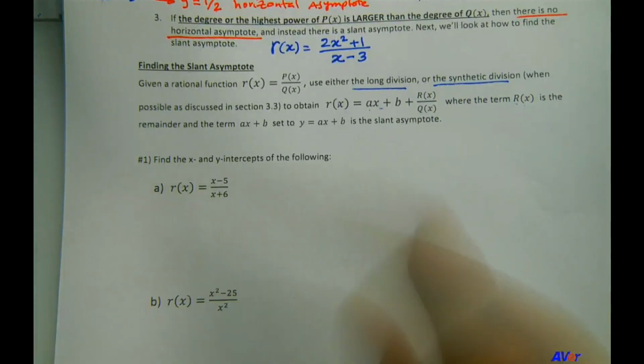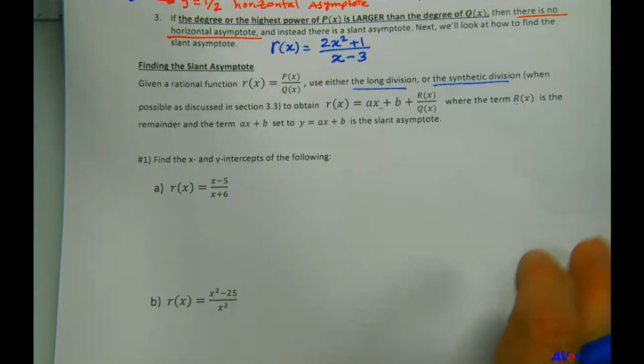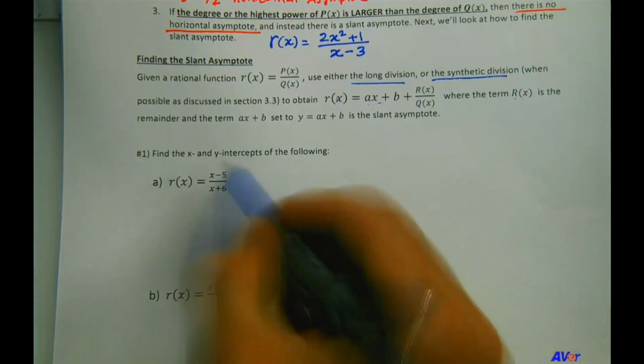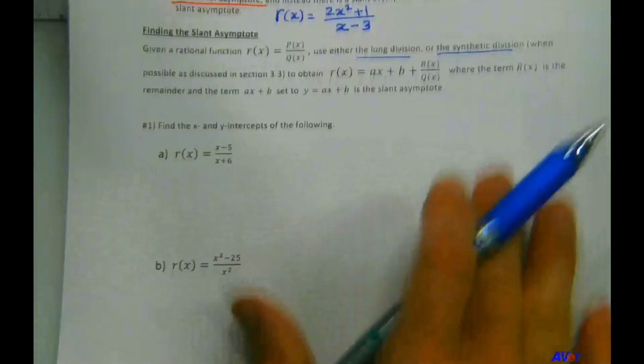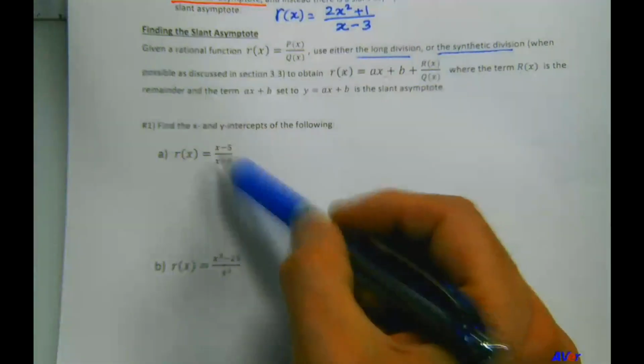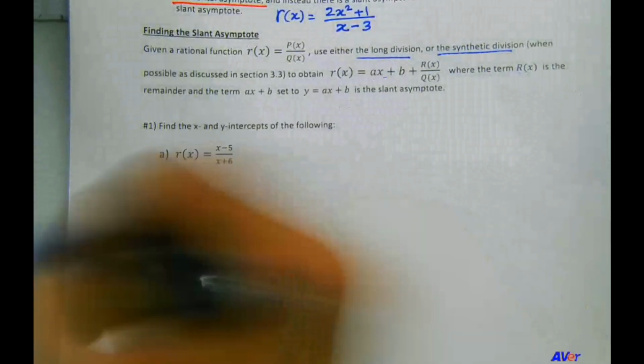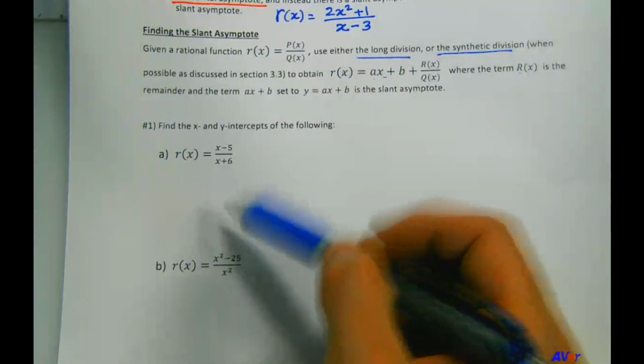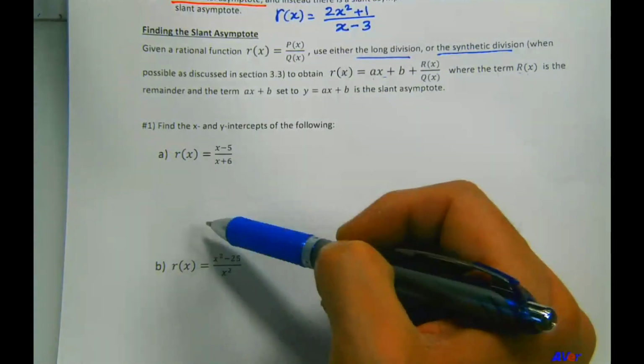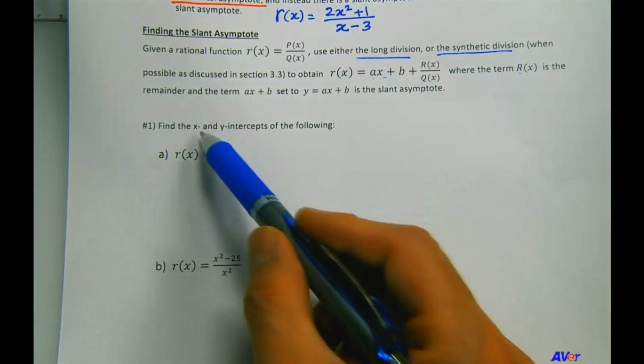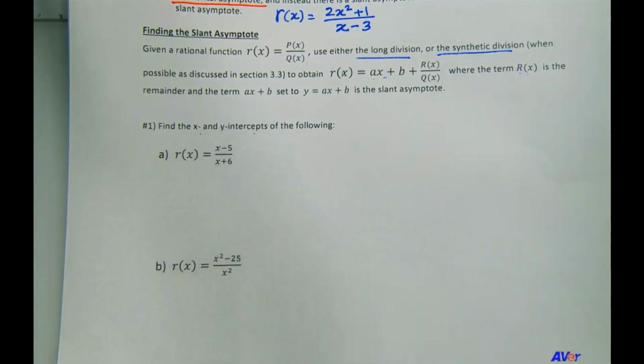Now we're going to go over some examples. So here, for this example number 1, they don't want us to graph these. We will do that in a few minutes. But for these two examples, all we have to do is find the x and y intercepts. That's all. Okay, so let's do that.